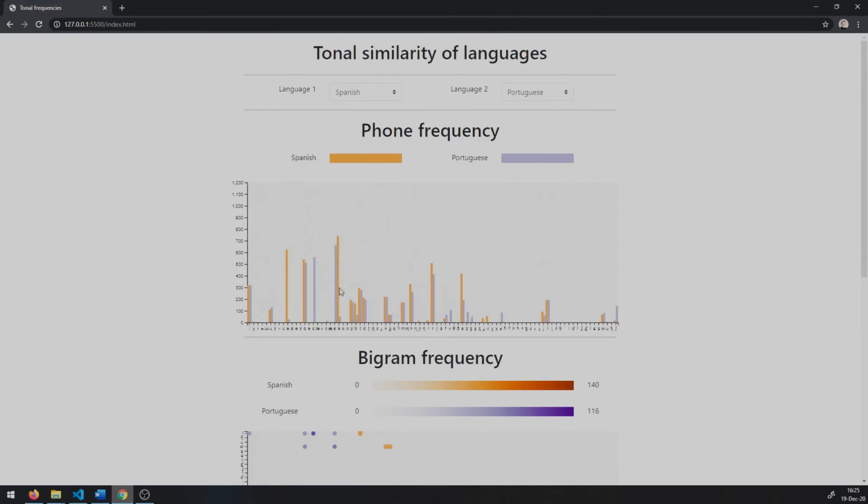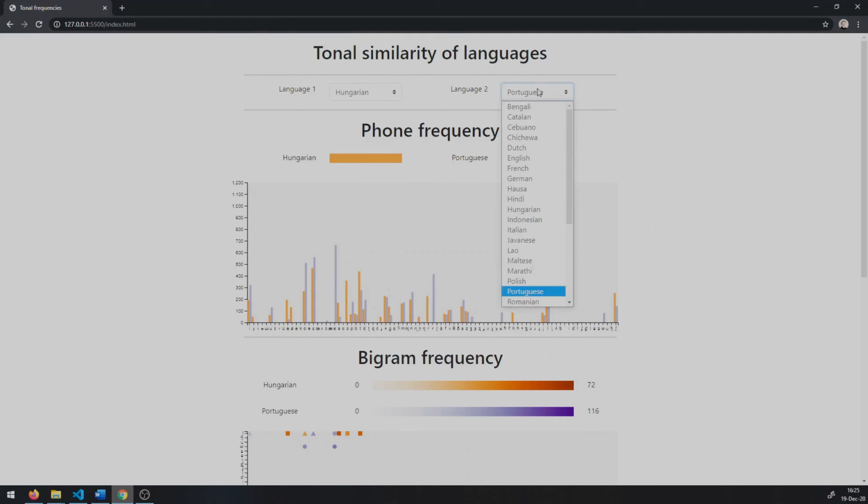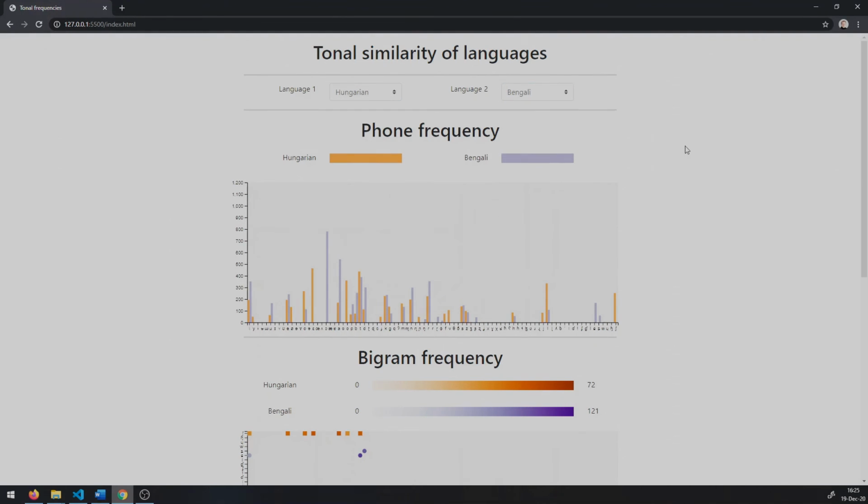If you look at the bar chart, you can see that the phone frequencies are quite similar, meaning that the lengths of the bars are quite similar, meaning that in general these languages sound similar, and that sort of confirms what we expected with them laying close to each other in the family tree. Now, if you look at Hungarian and Bengali, which are two languages which lay quite far away from each other in the family tree, you can see that the phone frequency distribution is quite different. So this is also expected.